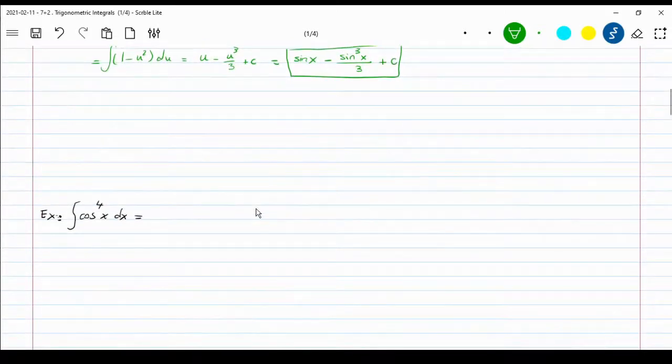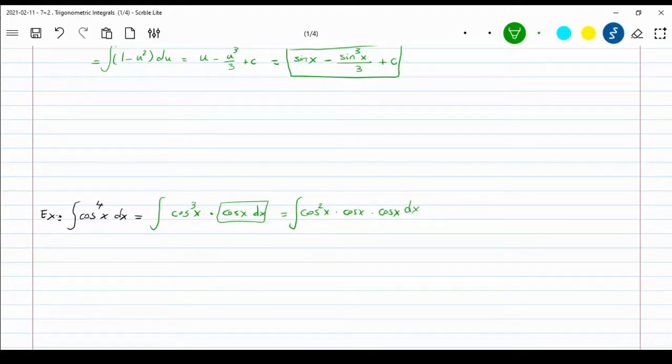Okay, how about this one? We dealt with cosine cubed. What if we had cosine to the 4th power? Now, if you try to do what we did and say I have cosine cubed x times cosine x dx, then sure, this is the part you want as the derivative, but for the cosine cubed, we don't have any identity for that. We have cosine squared x times cosine x times cosine x dx.